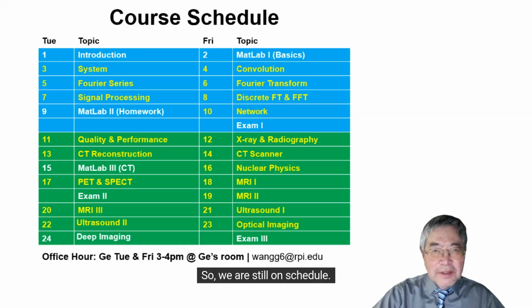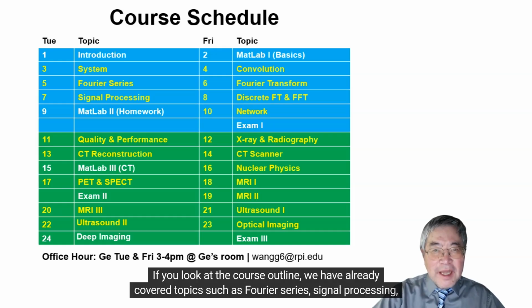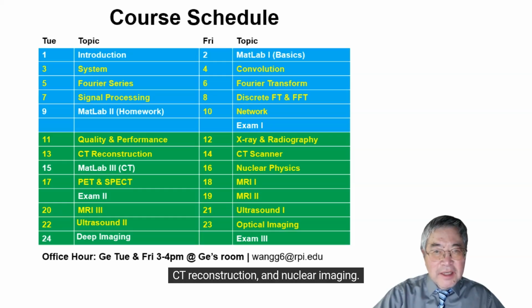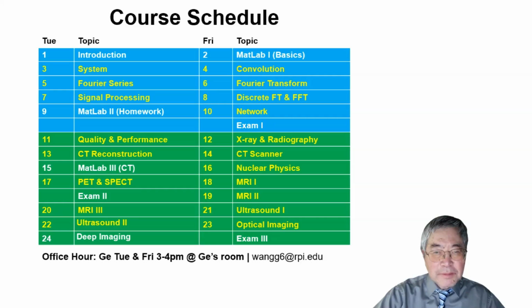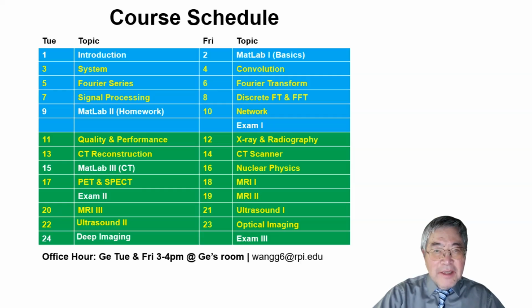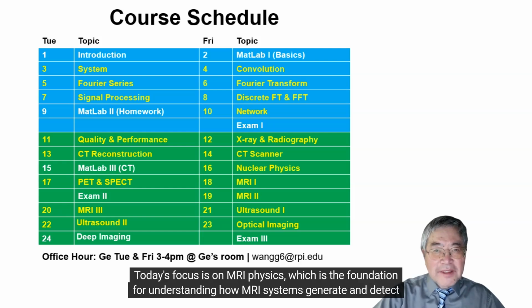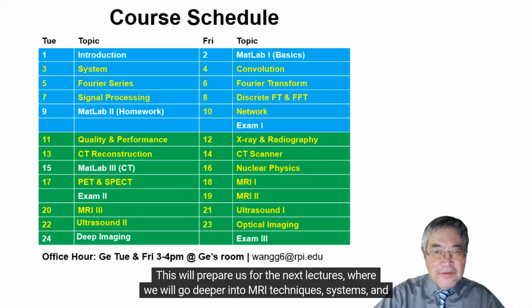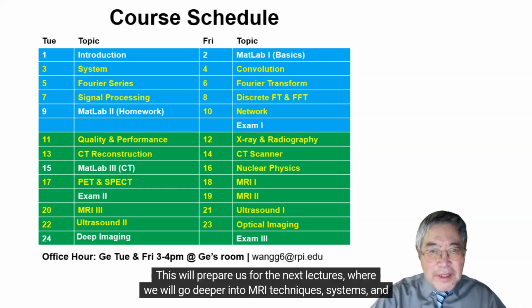So we are still on schedule. If you look at the course outline, we have already covered topics such as Fourier series, signal processing, CT reconstruction, and nuclear imaging. Now we are moving into MRI materials. Today's focus is on MRI physics, which is the foundation for understanding how MRI systems generate and detect signals. This will prepare us for the next lectures, where we will go deeper into MRI techniques, systems, and applications.